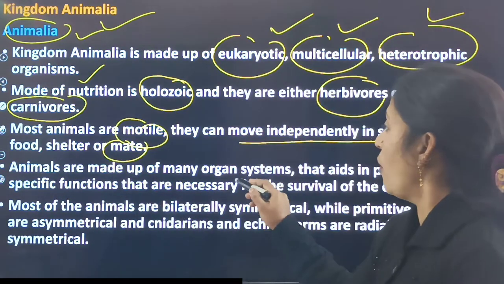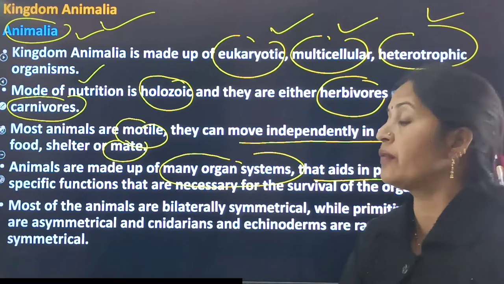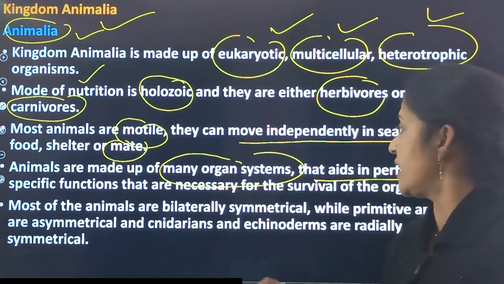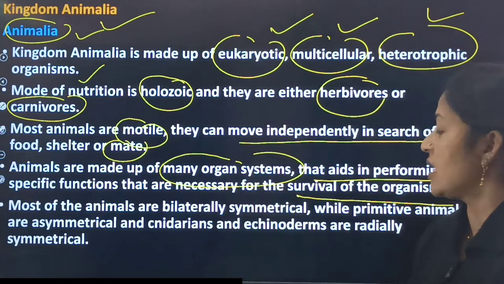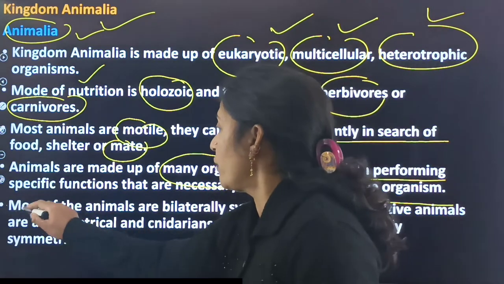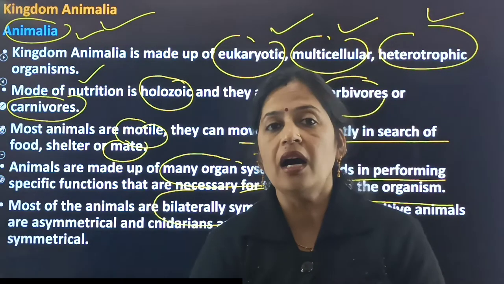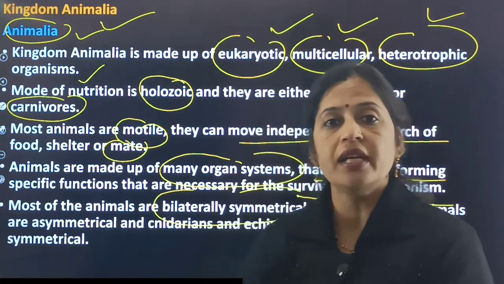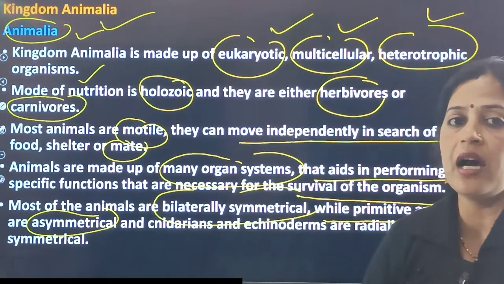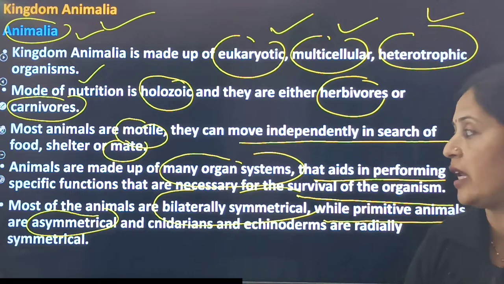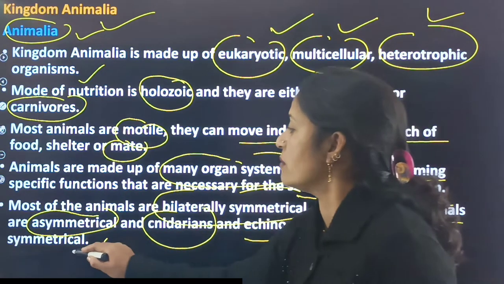Next, animals are made up of many organ systems that aid in performing specific functions, and these specific functions are necessary for the survival of the organisms. Most of the animals under the Animalia are bilaterally symmetrical, meaning their body is bilaterally symmetrical, while primitive animals are asymmetrical, and cnidarians and echinoderms are radially symmetrical.